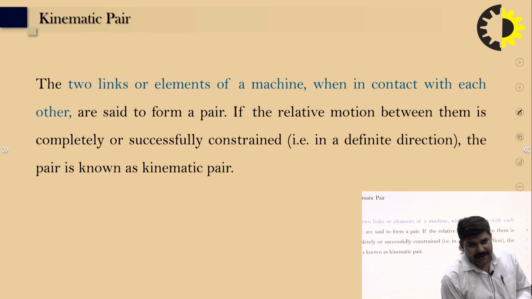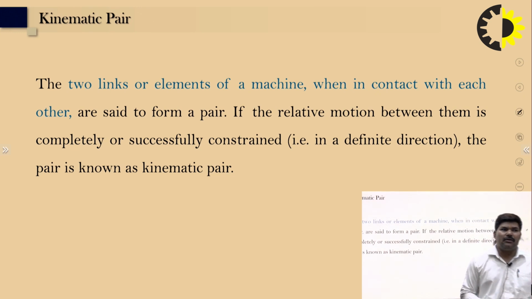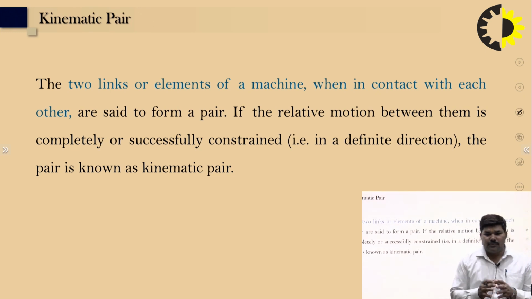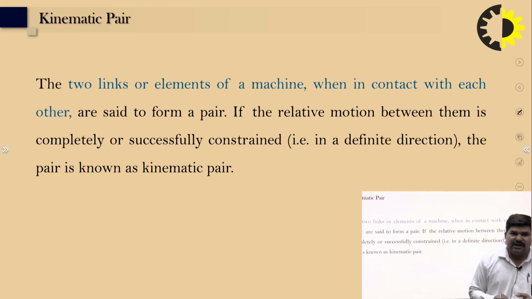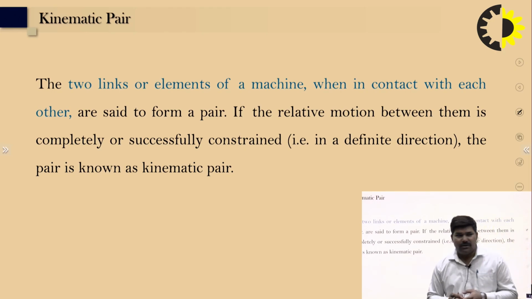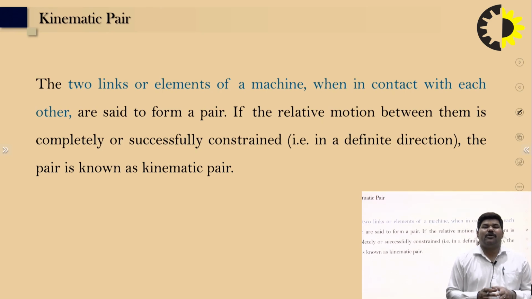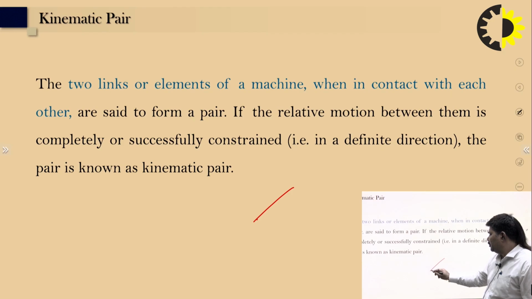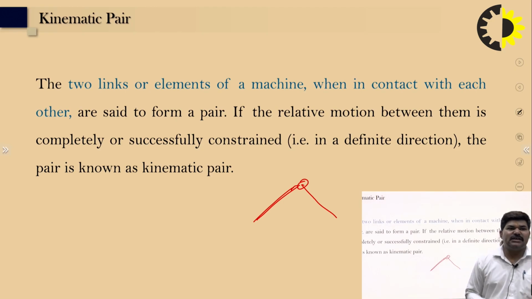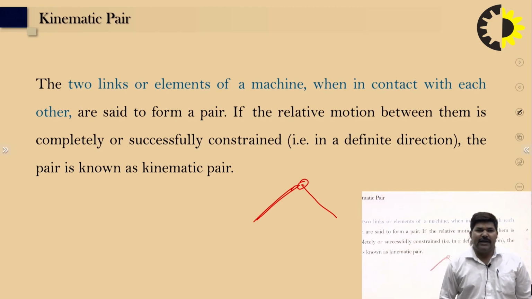Now come to the kinematic pair. The term pair means joining of two elements, we can say. So if two links, which are elements of the machine, are in contact with each other, we can say that they form a pair. Suppose this is one link, and it is connected to another link. In between them the motion is performed. So we can say that is the kinematic pair.